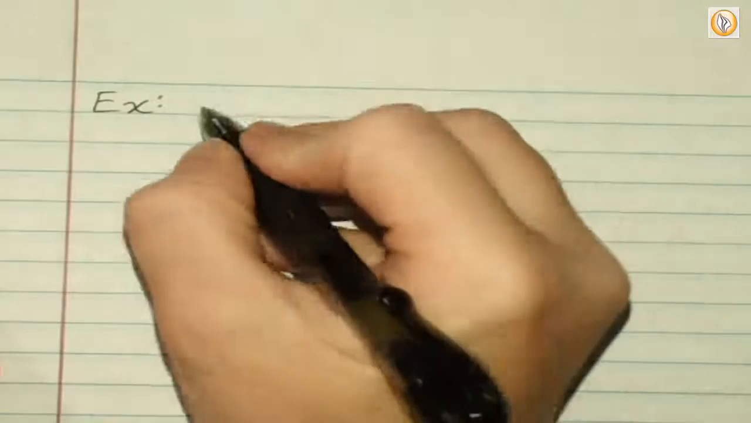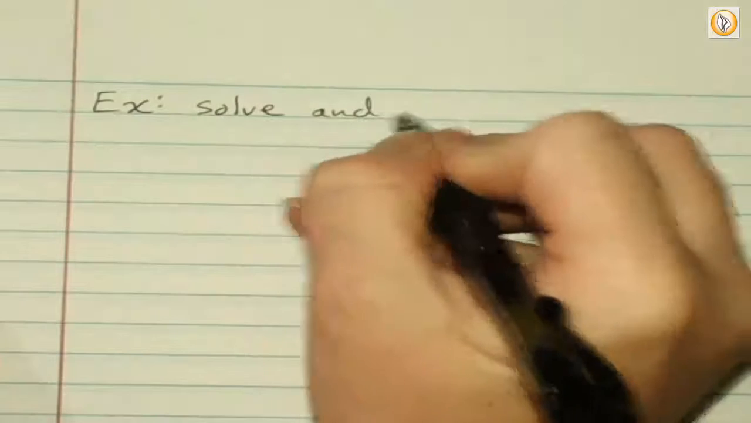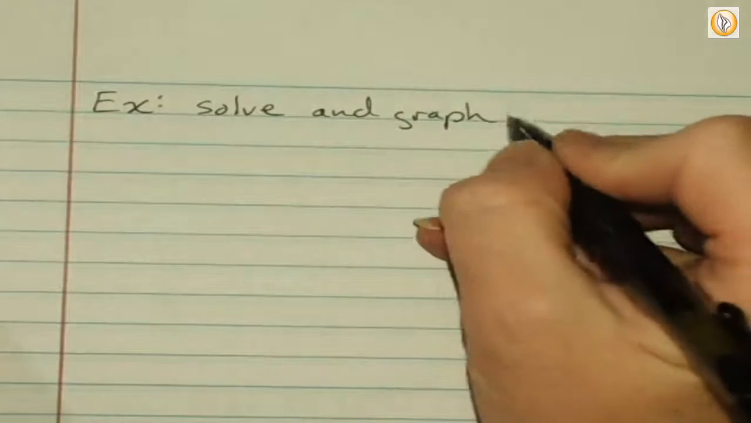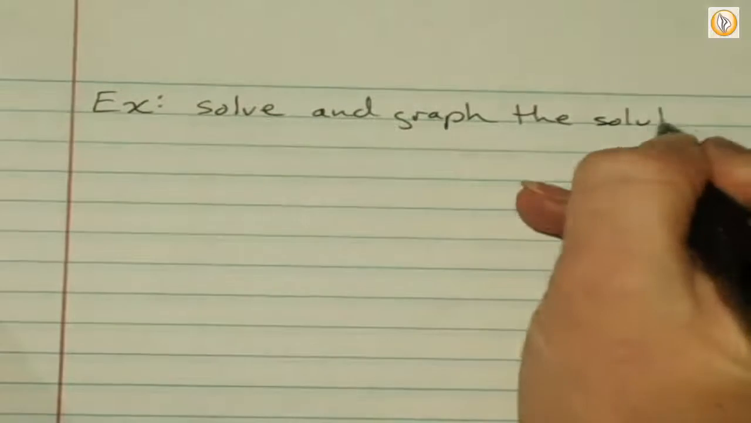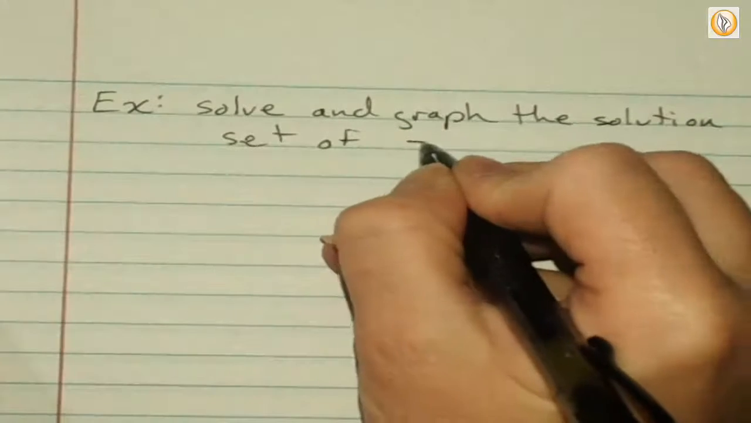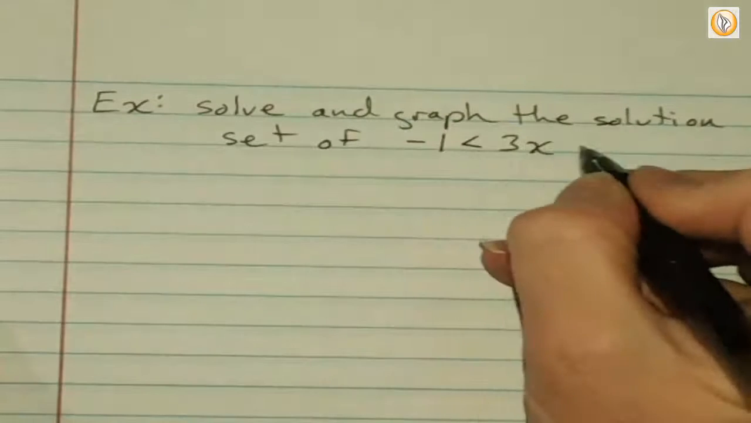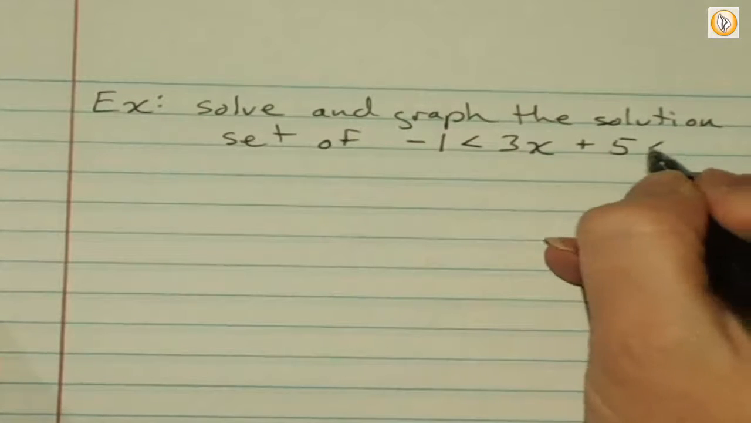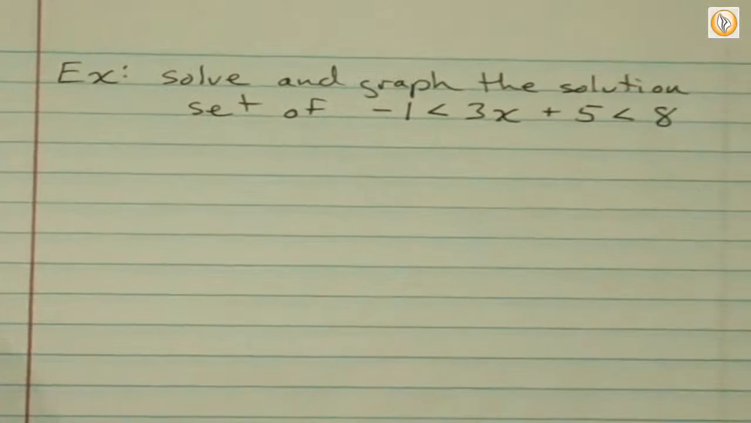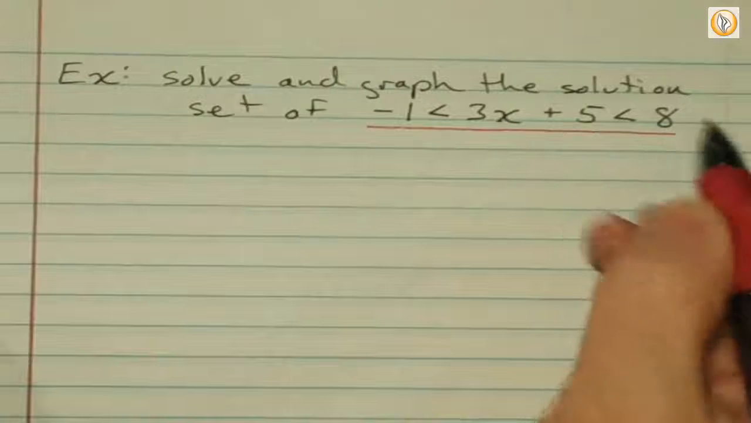We're going to do another one. Solve and graph the solution set of -1 is less than 3x plus 5 is less than 8. That is your whole mathematical sentence.